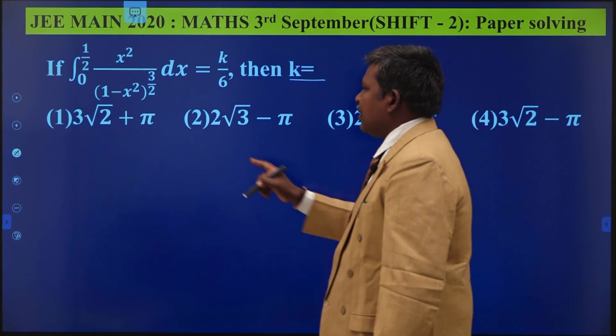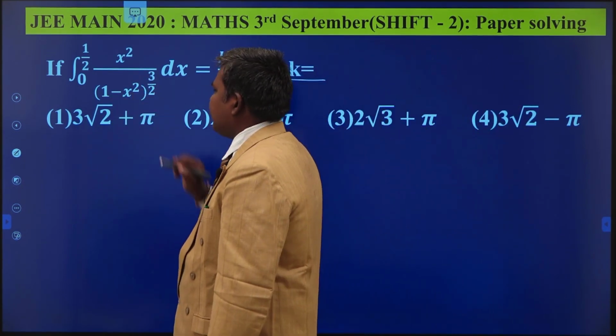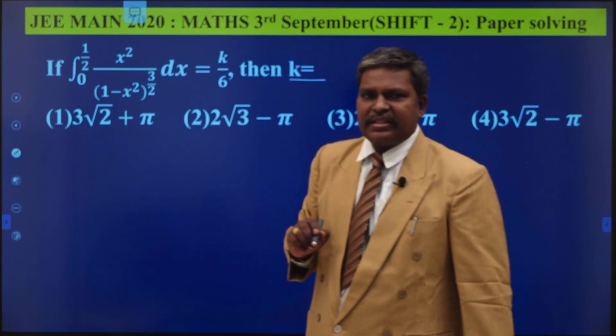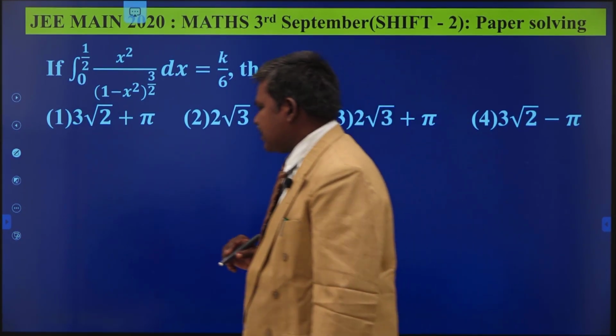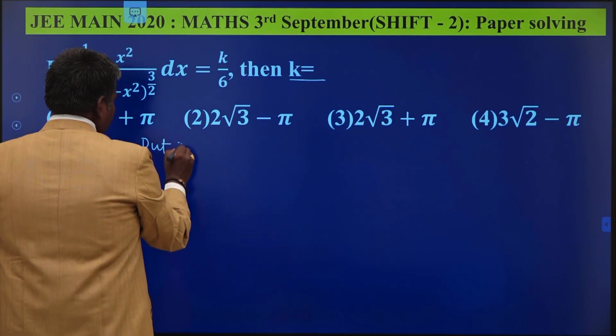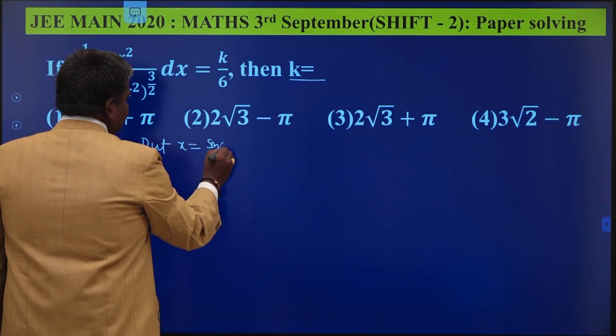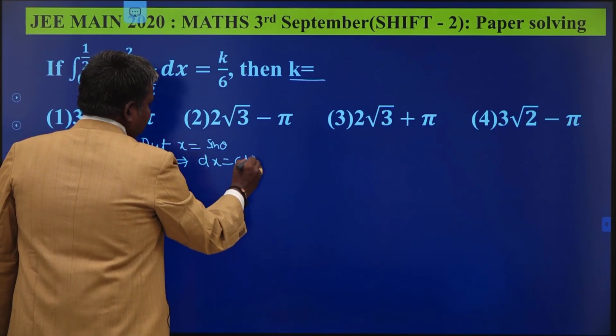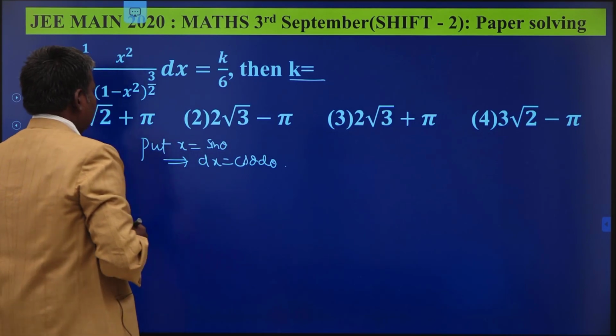So here in this problem, (1 minus x square) whole power 3 by 2 is there. For this type, take either x is equal to sin theta or cos theta. Put x is equal to sin theta, which implies dx is cos theta d theta.